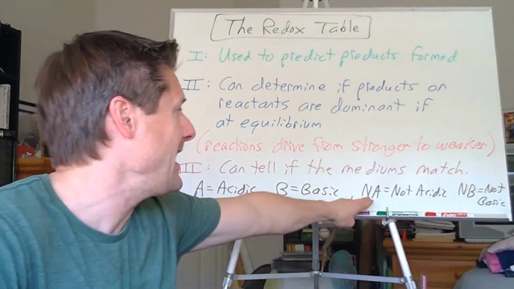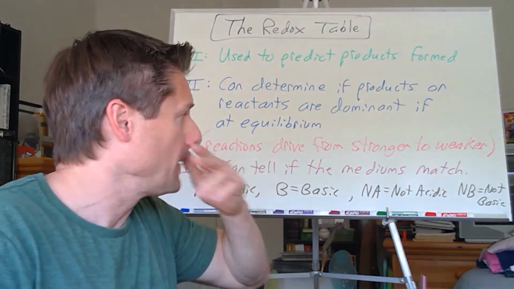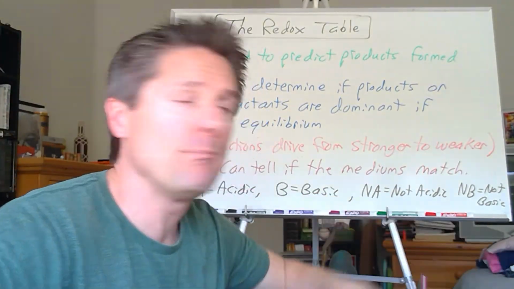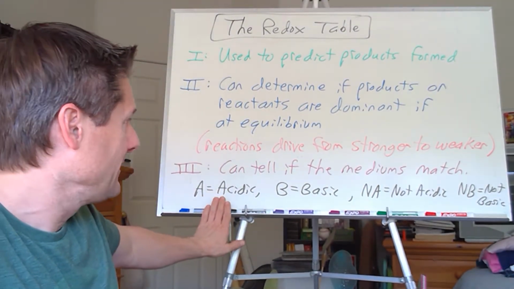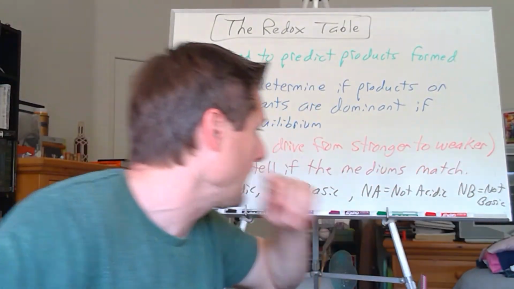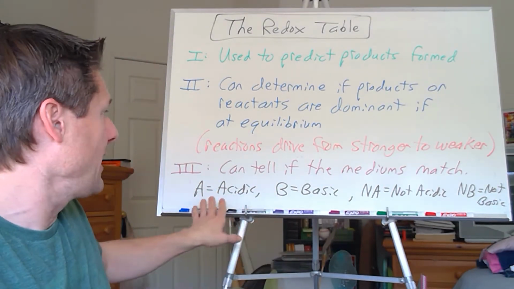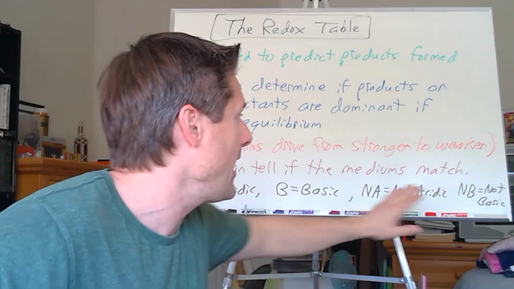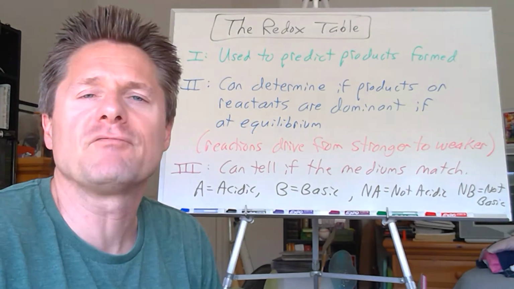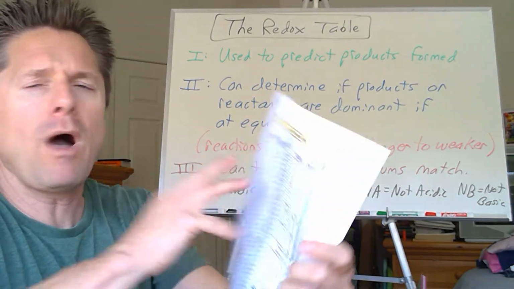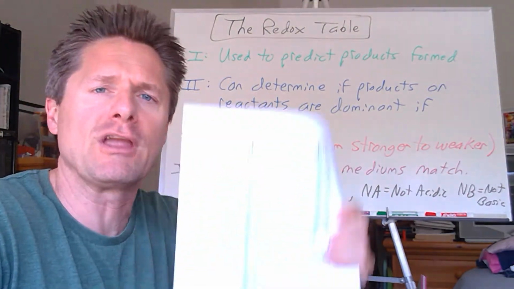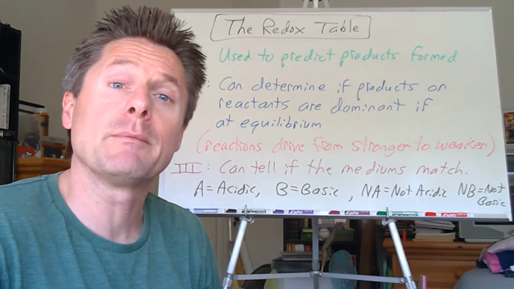You'll also see NA means not acidic, so that could be neutral or basic, and NB means not basic, so that could be acidic or neutral. So acidic and not basic would go together, right? I could have an A with an A or an A with an NB, those kinds of things. So let's do a couple examples and show you how to predict them. But let me walk through the 3 parameters we're looking for and how to use this table real quick. Let me erase my board.